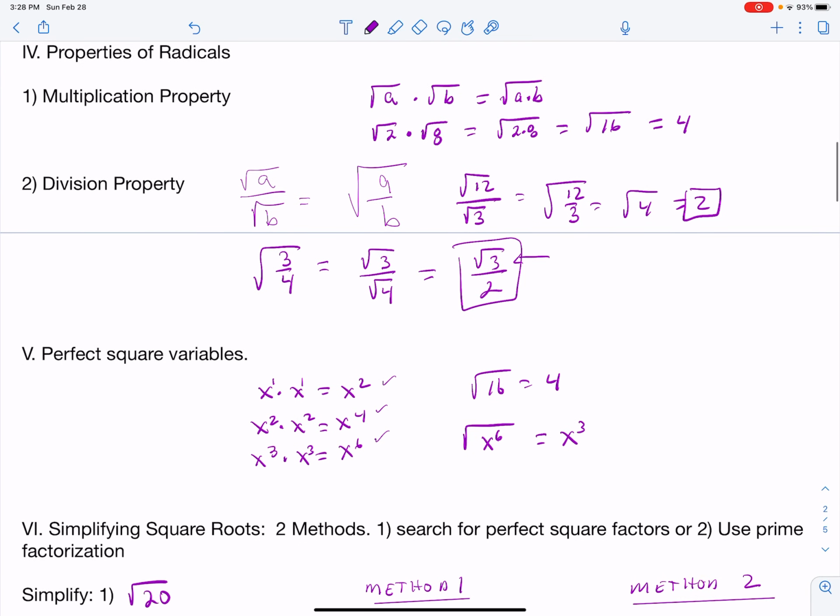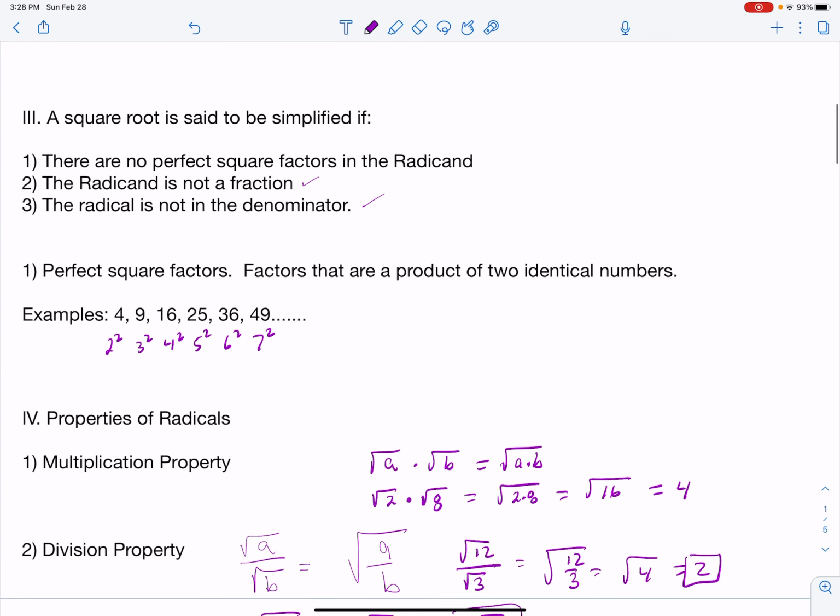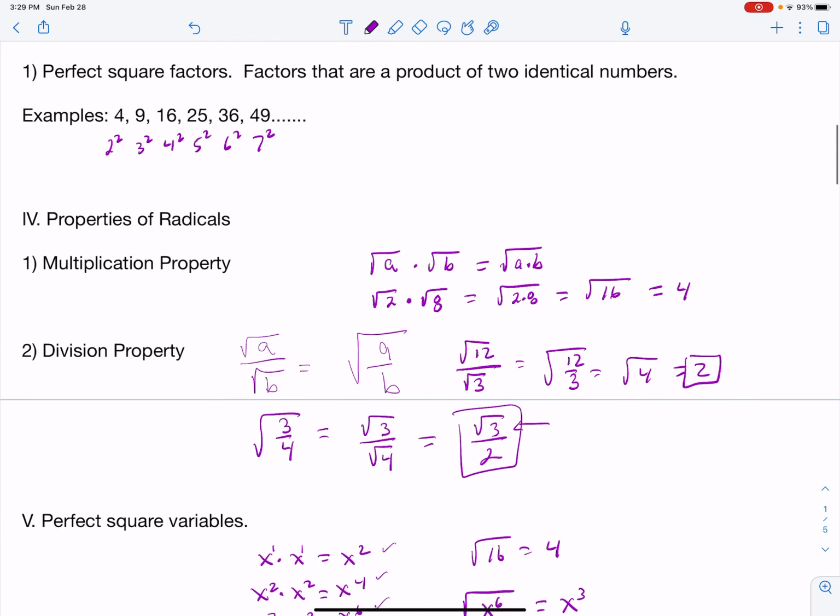So we're going to keep in mind this perfect square concept and this list of 3 things. We have to answer, does the radicand have any perfect square factors? We need to answer no. Is the radicand a fraction? We need to answer no. Is there a radical in the denominator? We need to answer no. We need to answer no, no, no, and then we know it's simplified. If the answer is yes to any of those questions, then we've got some work to do.